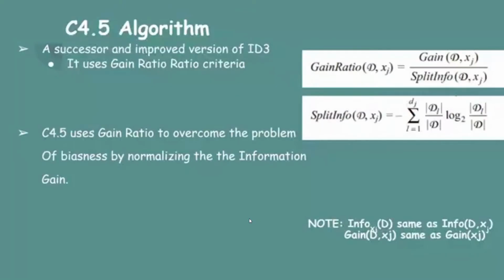So in order to overcome the challenge of the ID3 algorithm, Quinlan came up with a new algorithm known as the C4.5 algorithm. It is just an improved version of ID3, and it uses the gain ratio criterion for splitting rather than simple gain. So what is gain ratio? Gain ratio is basically gain divided by split info. What is split info?